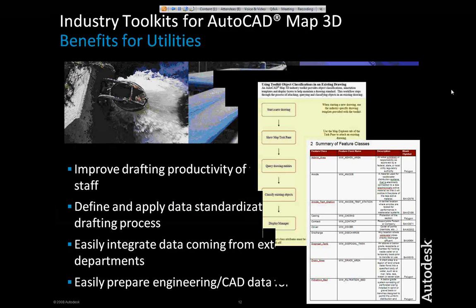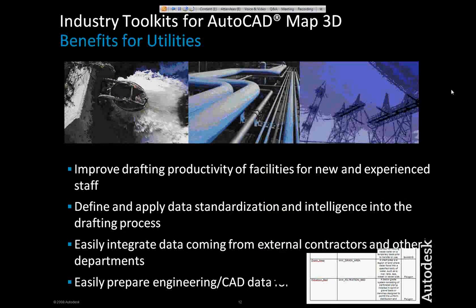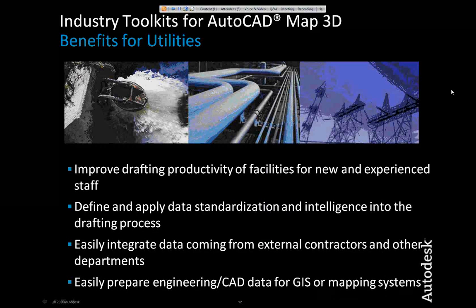So, benefits for the utility industry. Well, you've got improved drafting productivity for new and experienced staff. It's very easy, again, to use that CAD-trained workforce to use these new classifications, and then these classified objects go very easily into the GIS form. It gives you the ability to define and apply data standardization and intelligence into the drafting process.